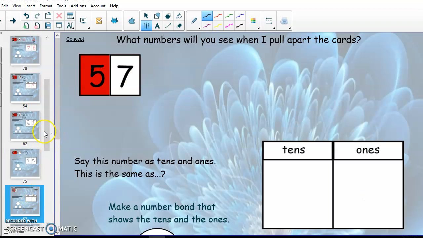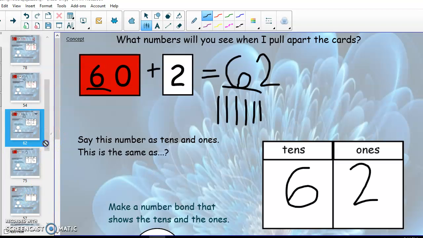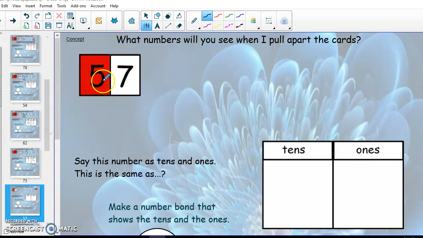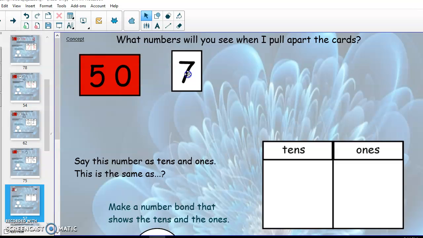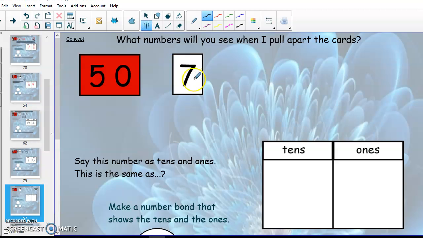All right, 57. What two numbers are we going to see if I pull this apart? 50 and 7. Okay, how many 10s do we have? 5. We know that by looking at the tens place. How many 1s do we have? 7. We know that by looking at the ones place. So if we write an addition sentence, 50 plus 7 equals 57.